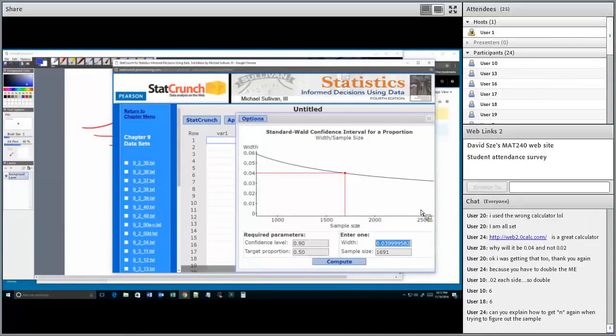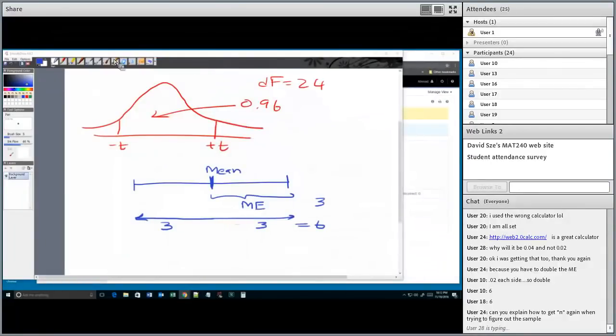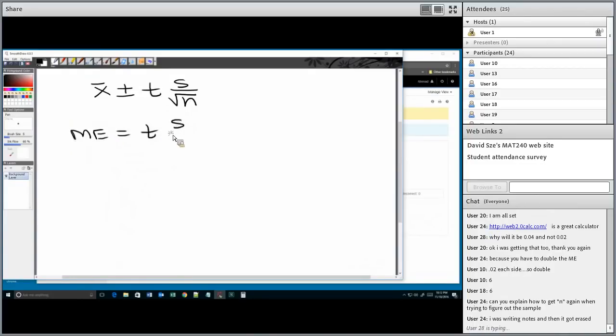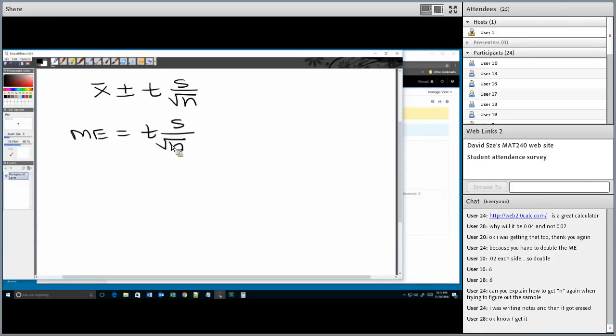Okay, now can you explain how to get to n when trying to figure out the sample size? Well, it's going to be the exact way I showed. For example, when you have the mean, my confidence interval is based on this, right? And my margin of error in this equation is t times s over square root of n, right? Yeah, sure, that's okay. So this is the way to get to it.